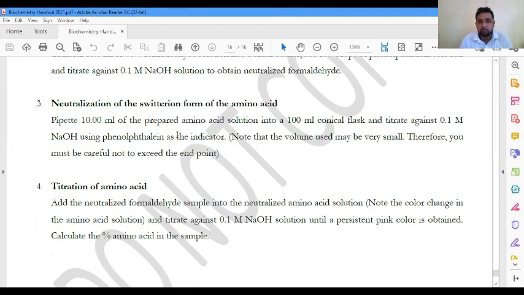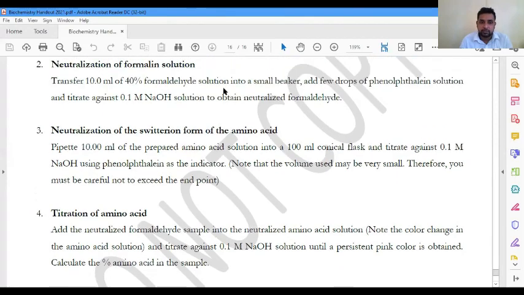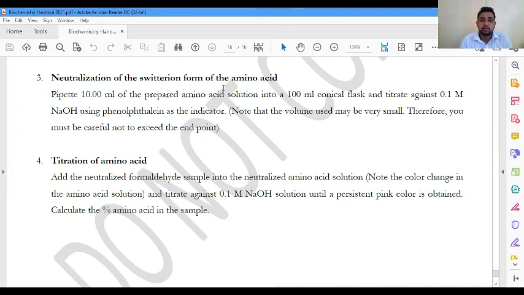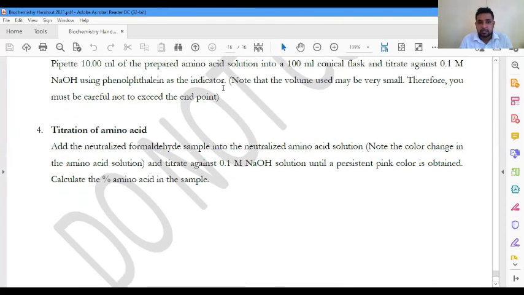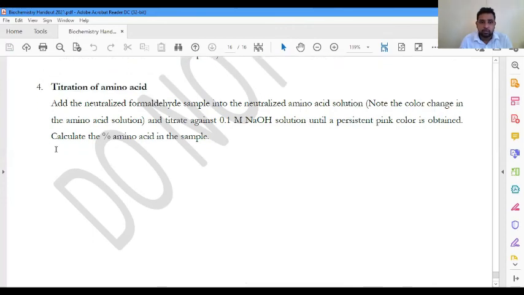Don't be confused. As I said, there are three titrations. The first one is neutralizing the formaldehyde solution, the second one is neutralizing the zwitterionic form of the amino acid. As the third, or final, titration of this experiment, you have to mix the neutralized formaldehyde or formalin solution into the neutralized amino acid solution. You got 10 milliliters of each, so you mix the 10 milliliters of neutralized formaldehyde solution into 10 milliliters of neutralized amino acid solution. After that, you titrate the combined mixture against 0.1 M sodium hydroxide. That's the final titration.